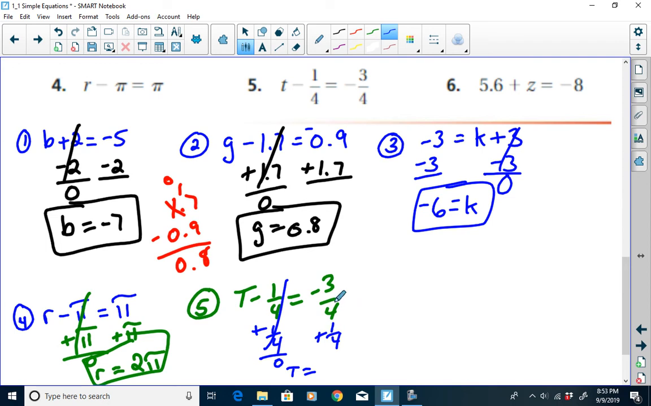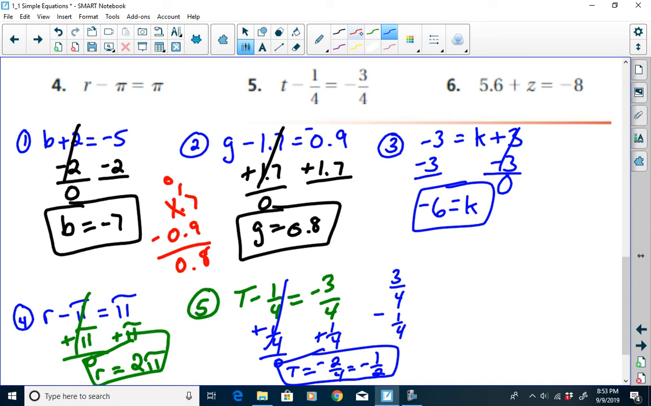Well, once again, you have opposite signs, so you have to subtract. So over here, you're going to do 3/4, take away 1/4, right? That's going to be 2/4. But because you have more negative than you do positive, the answer is going to be -2/4. If we simplify that fraction, that's going to be -1/2 for T.